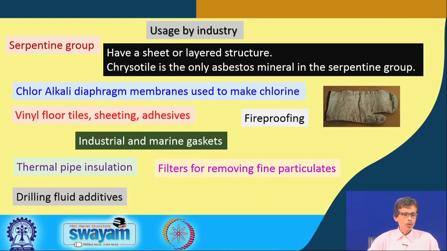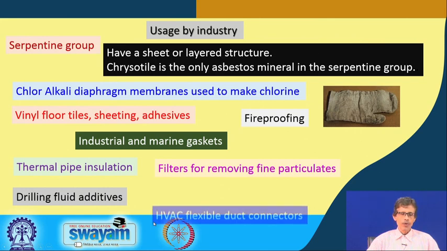Then one more important thing is drilling fluid additives, because when we drill the surface of the earth to get water, oil, or gas, we use some drilling fluid. The drilling fluid can be mixed with this asbestos material. There is some good advantage in adding asbestos fiber, or sometimes powder, to get a good type of drilling additive for the drilling fluid.